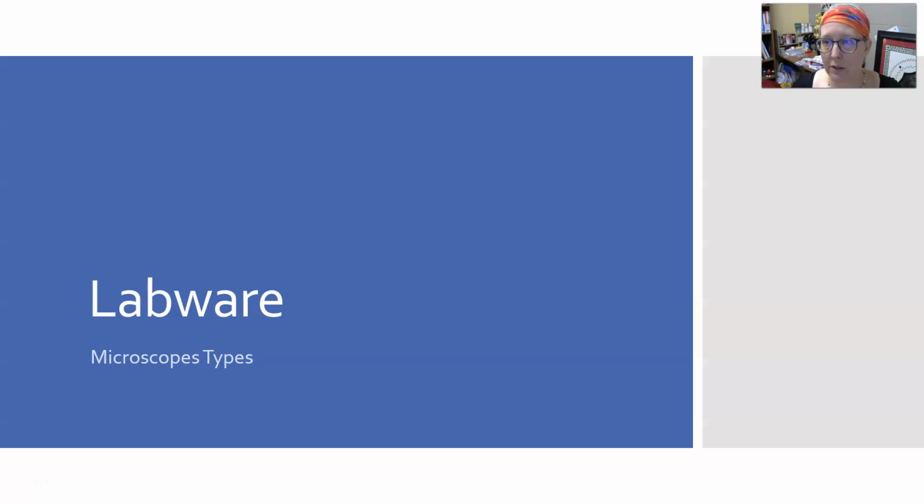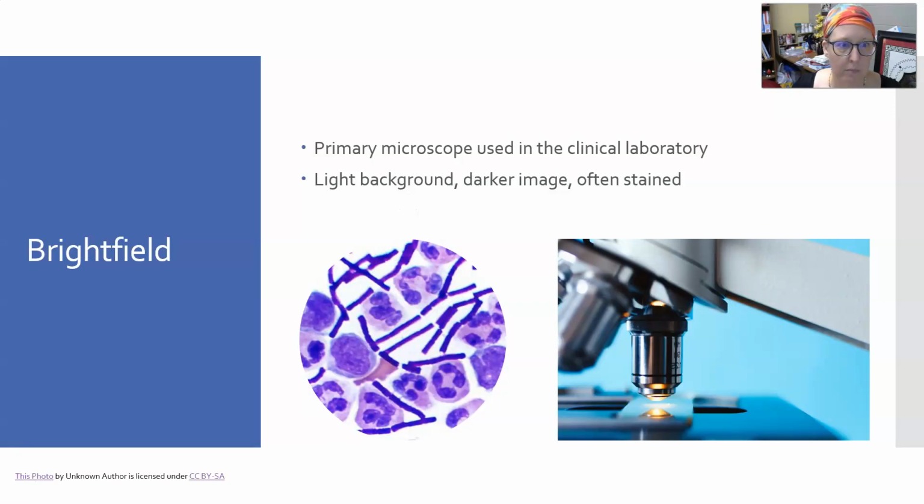We are going to look at all the different types of microscopes that are out there that can be used. So we're going to start with the most commonly used, which is the Brightfield microscope. It's a compound microscope. It is the primary microscope used in the clinical laboratory and in your student labs. When you work with that microscope, you will see a light background on your specimen and usually a darker image. Often slides have to be stained so they are visible, so the components are visible.